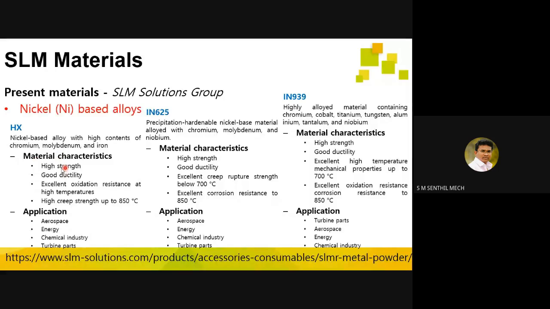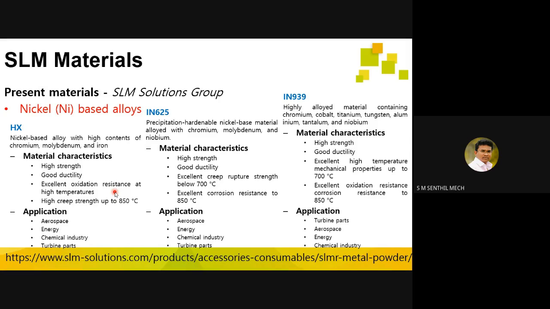So this metal has high strength, good ductility. Ductility is nothing but it can bend, good bending properties. Then excellent oxidation resistance at high temperatures. It won't easily react with oxygen, because formation of oxide is a big problem when you are going for high temperature applications. So you need good oxidation resistance. This will give it, and high creep strength up to 850 degrees Celsius.